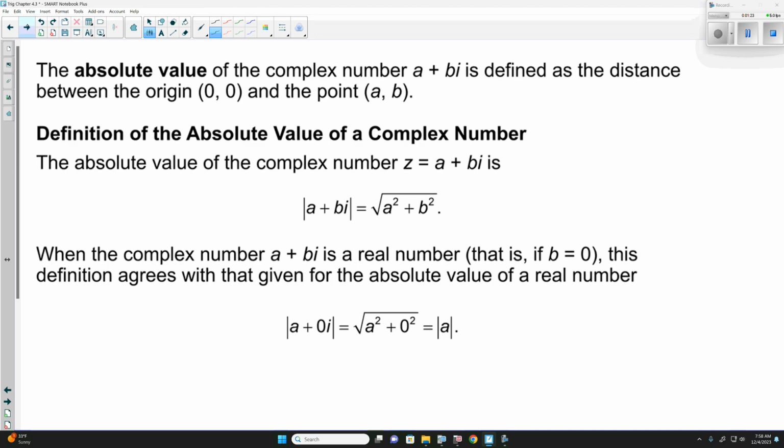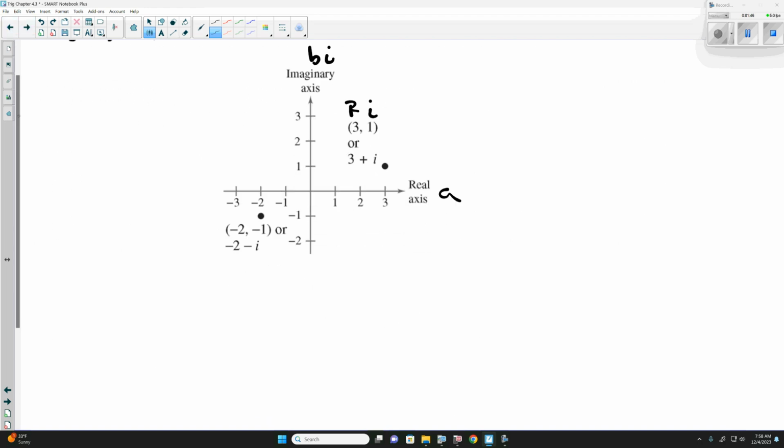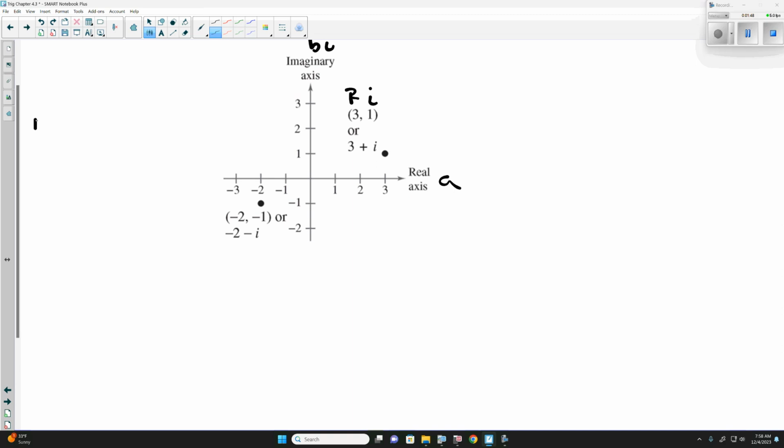Now the absolute value of a complex number a plus bi is defined as the distance between the origin (0, 0) and the point (a, b). Definition of the absolute value of a complex number: the absolute value of a complex number z equals a plus bi is equal to the square root of a squared plus b squared. Because really all we're saying is the absolute value of a complex number is the distance from the origin to this point.